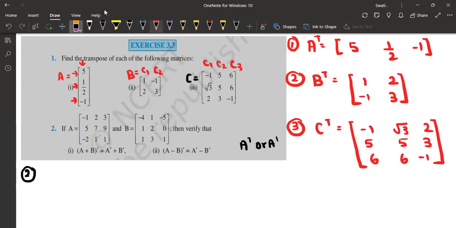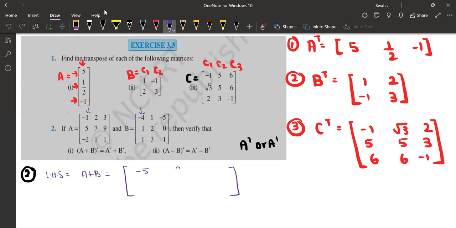Okay, so it's a proof, right? So let's start with the LHS. So on the LHS, on the left hand side, what do we have? We have A plus B transpose. First, let's find out A plus B. That means the addition of two matrices. And that also I had covered very properly in my first video. So yes, please watch that video. A plus B. That means this entry plus this entry. So minus 1 plus minus 4, that is going to be minus 5.